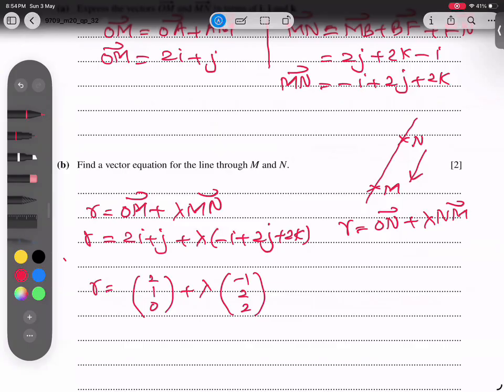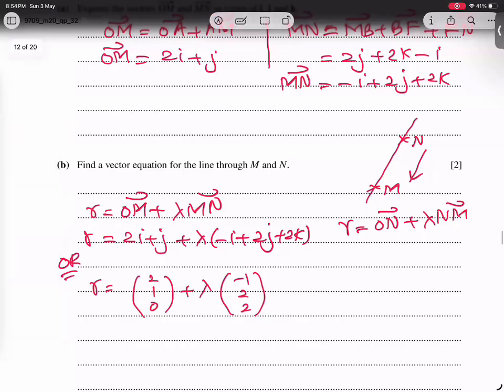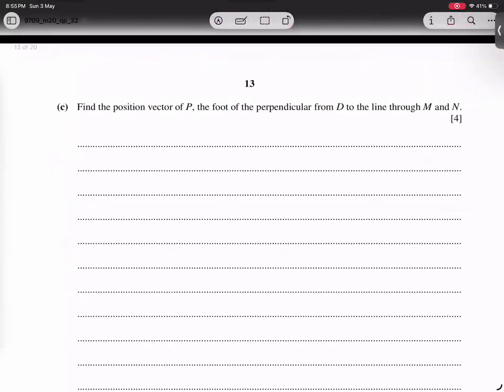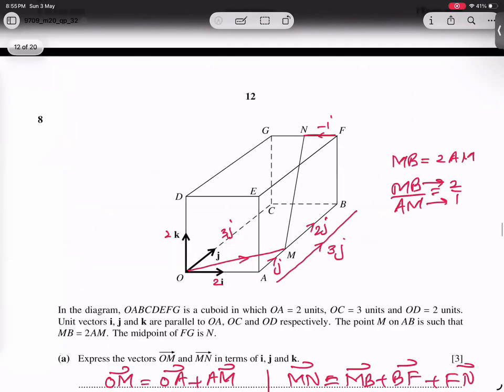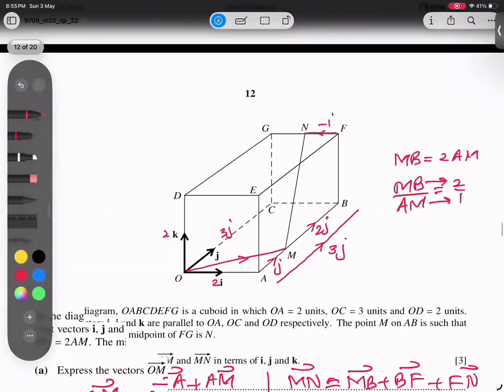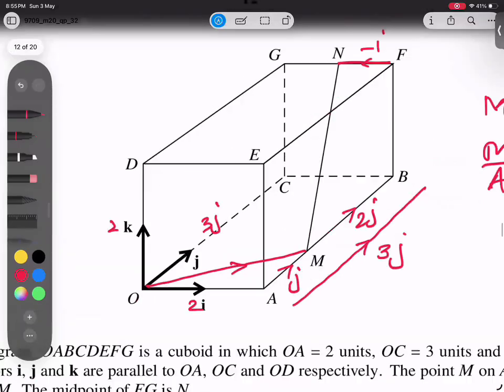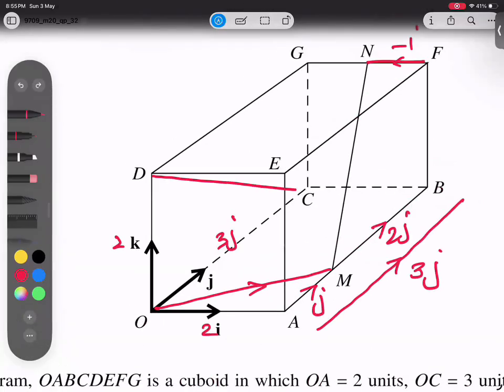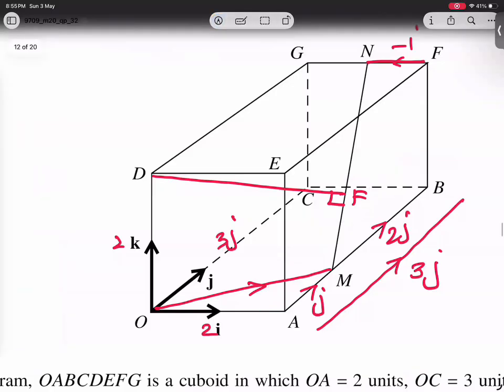Let's go for the next part. The next part says: find the position vector of the foot of perpendicular from D to the line through Mn. So it means from D. If I show it on the diagram, you can understand better, students. This is the line Mn, and I'm drawing a perpendicular, a 90-degree line, and this F stands for the foot of perpendicular. This is point D, and the line is given already, this line MN. I'm going to draw this perpendicular line only on the next page.